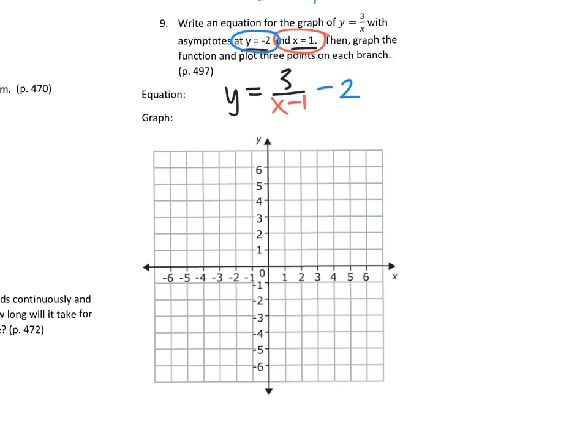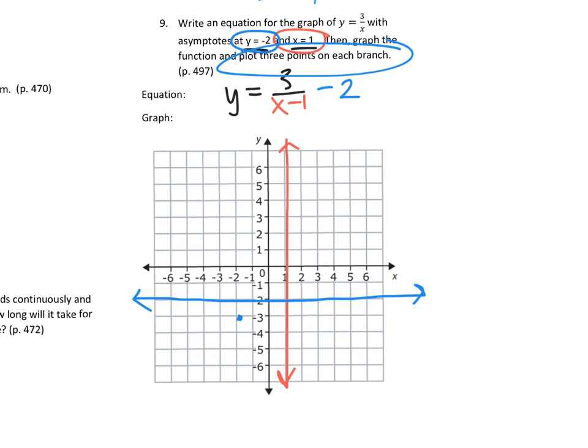So I'm going to draw my asymptotes first at x equals 1, a vertical line, and y equals negative 2, a horizontal line. And then what you want to do is plot 3 points on each branch. So I know that since this value right here is positive, the numbers are going to be in these two quadrants with respect to these two asymptotes. So you can plug in numbers for x and see what y is, but I'm just going to use the table feature on my graphing calculator and plot specific points.